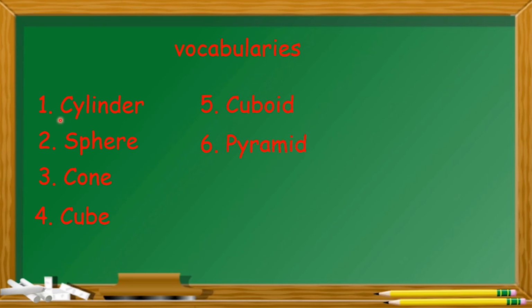Okay, let us read again. Go. Cylinder. Sphere. Cone. Cube. Cuboid. Pyramid. Okay, so this is our vocabularies of our lesson. Let us continue.